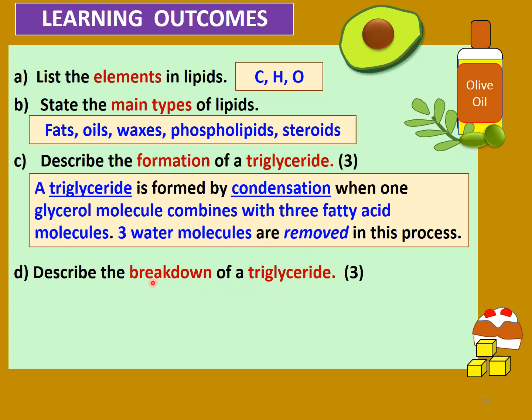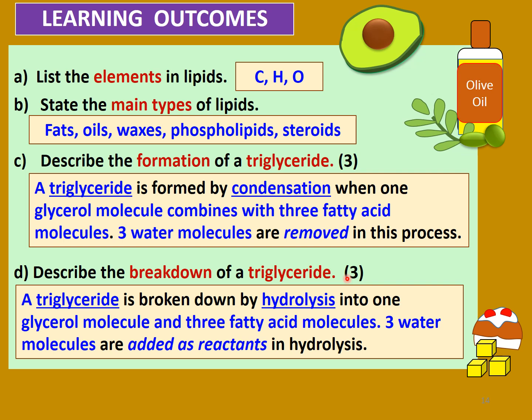Now, the next one is the breakdown, also maybe about 3 marks. It's just the reverse of condensation. So the triglyceride is broken down by what process? Yes, hydrolysis. Into 1 glycerol molecule and 3 fatty acid molecules, and 3 water molecules are added in hydrolysis, or there's addition of 3 water molecules. That is based on the definition of hydrolysis.